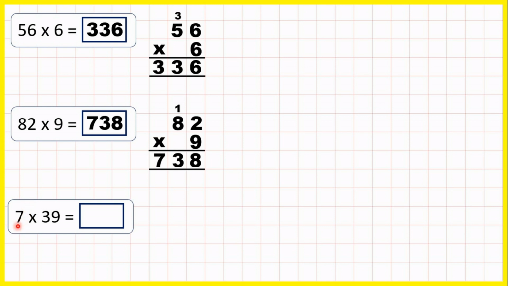Now here we have 7 times 39. So although the question is written with our single digit number first, we do exactly the same thing as we did with these questions above. We write the 2-digit number on top. So always with column multiplication, write the number with the most digits on top. And we can do that because with multiplication, order doesn't matter.